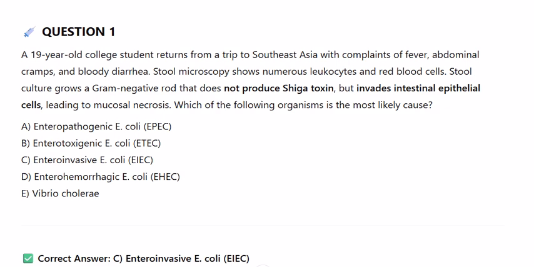A. Enteropathogenic E. coli, EPEC. B. Enterotoxigenic E. coli. C. Enteroinvasive E. coli. D. Enterohemorrhagic E. coli. E. Vibrio cholera. Correct answer: C.